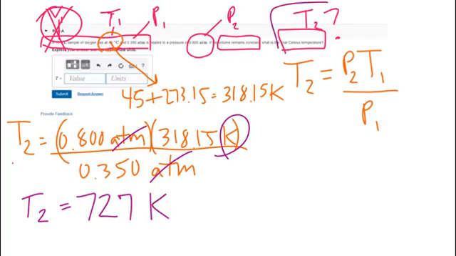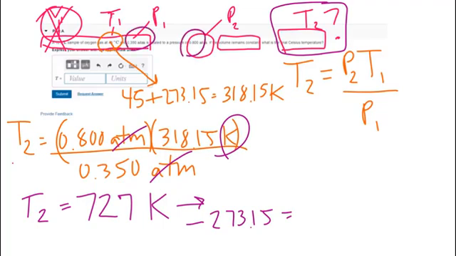But I got to look at this question one last time, and it says, what's its Celsius temperature? So let's just convert from Kelvin back to Celsius. So I just need to minus 273.15. And I have 3 sig figs here, 3 sig figs there. So I need 3 sig figs for my final answer. I should get 454 degrees Celsius.